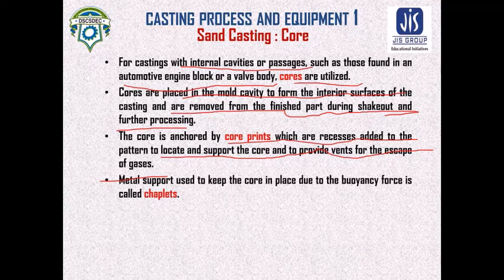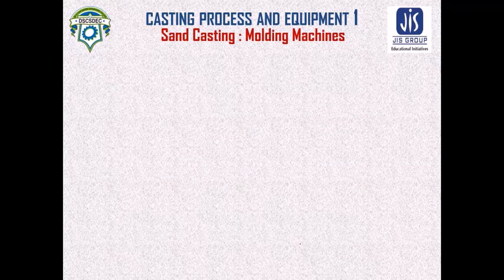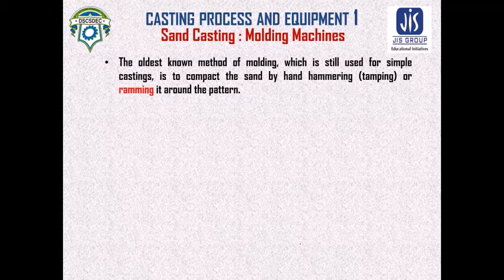Now, metal support. When the molten metal flows into the mold cavity, due to the buoyant force of the molten metal, what can happen? The core can shift. Prevention of this core shift can be made using metal parts, known as chaplets. Here in this picture you can see the core prints, core, cavity, parting line, mold, and here you can see the chaplets. Here you can see the chaplet, core, core print, and cavity. So the example is clear to you, and I guess that till now you are getting some ideas about the casting process. Now in casting there are some molding machines.